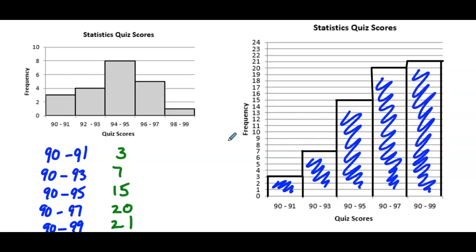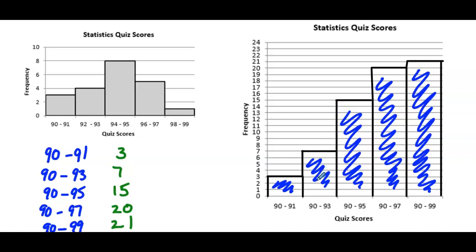Now, what's the advantage of a cumulative frequency histogram? First, look at that last bar. That's how many total students took the quiz. So it's really easy to figure out the answer to that question of how many people took the quiz or how many people were on the fishing charter. We can also compare the jumps in ranges, right?